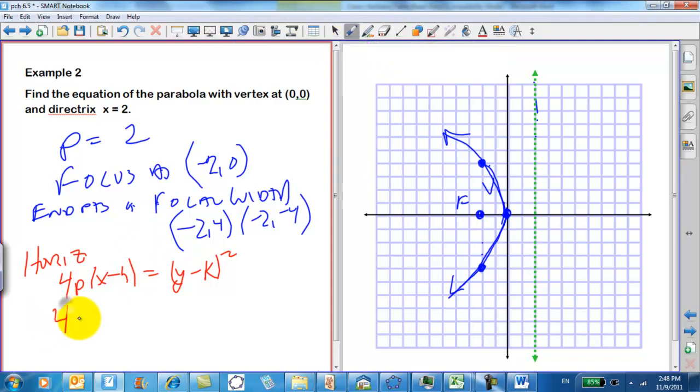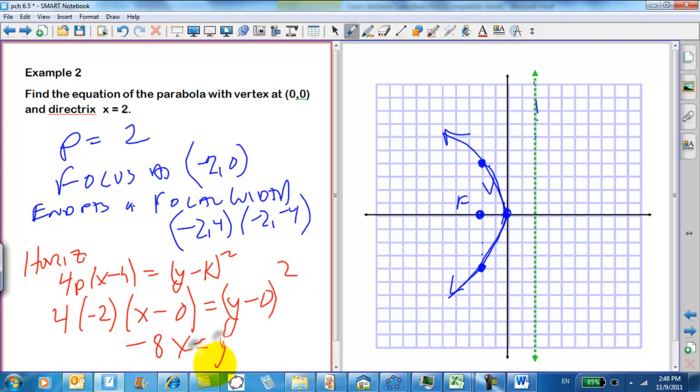Well, our gap p is 2, but notice I'm going to put -2 in there because this is going to the left. Times x minus h, now we need the vertex at 0, and y minus 0 squared. So when we simplify, -8x equals y squared for our equation. And we can try our 2 points in there, -2, 4. -2 for x, you get 16, 4 squared is 16, -2, -4, that also works. There you go.